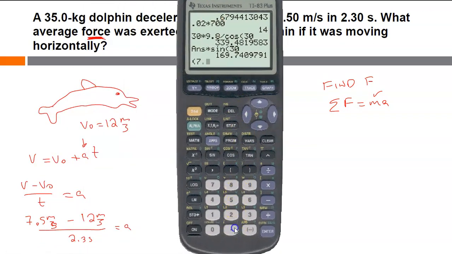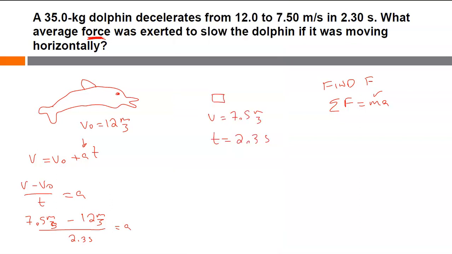And 7.5 minus 12, close up the numerator, and divide by 2.3 means I've got negative 1.96. Negative, why is it negative? Oh yeah, because I'm slowing down. Negative 1.96. All right, so that's a piece of the puzzle I didn't have before. I wonder if that's going to do me any good. Well, now that I've got the acceleration, I do have the mass and I do have the acceleration, so I should be able to multiply those and find the force.